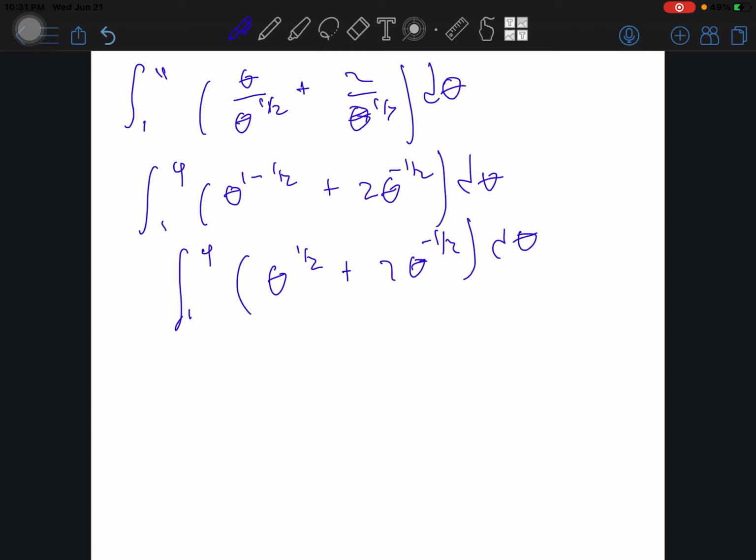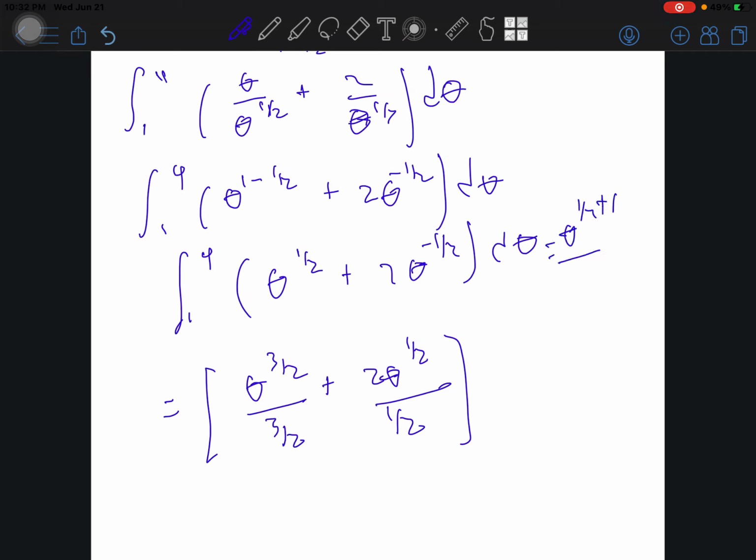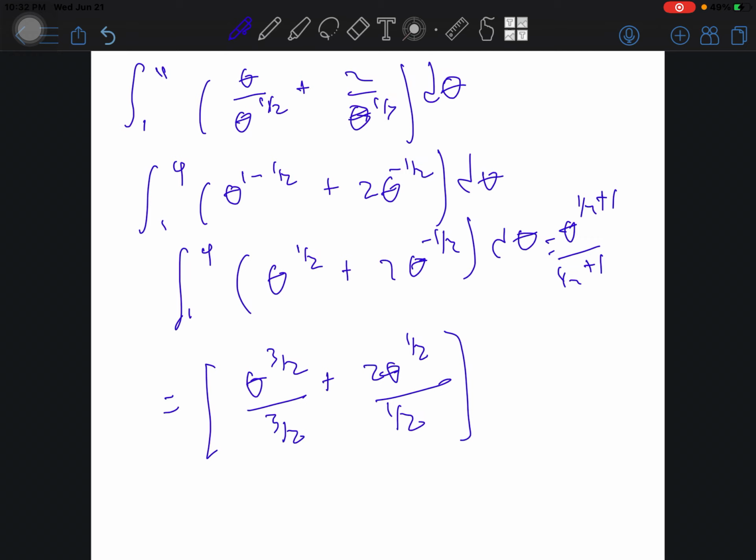So when you have this over here, then you start doing the integration, and when you do your integration, you are going to get theta power 3 over 2, the normal integration that we have done already, over 3 over 2, plus 2 theta power 1 over 2 all over 1 over 2. Remember that we add 1 to the power, and we do the same here. So it's going to be theta power 1 over 2 plus 1 all over 1 over 2 plus 1. That's why we got 3 over 2 and so forth. So that's it.